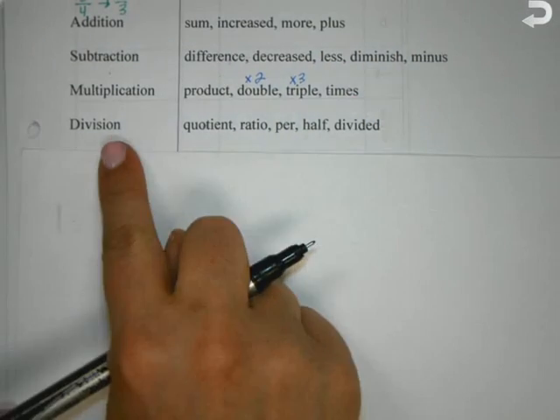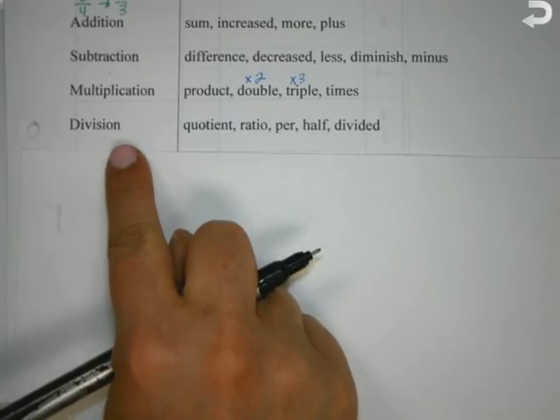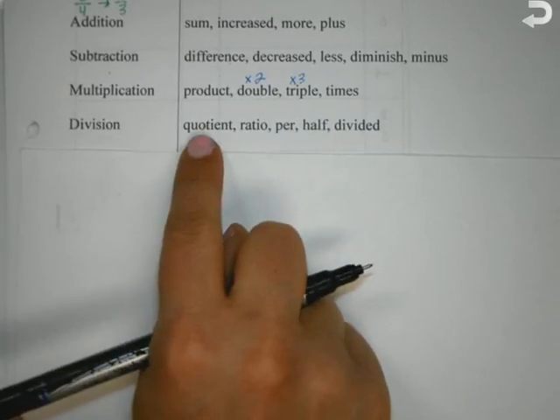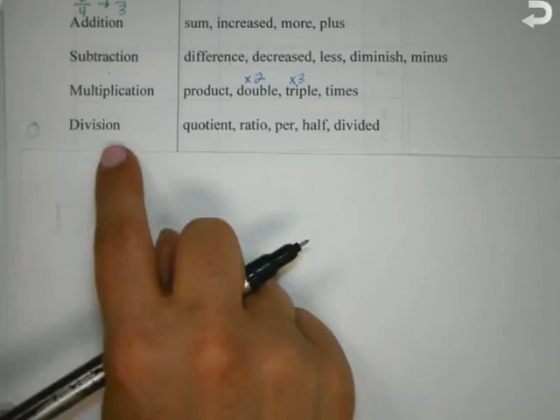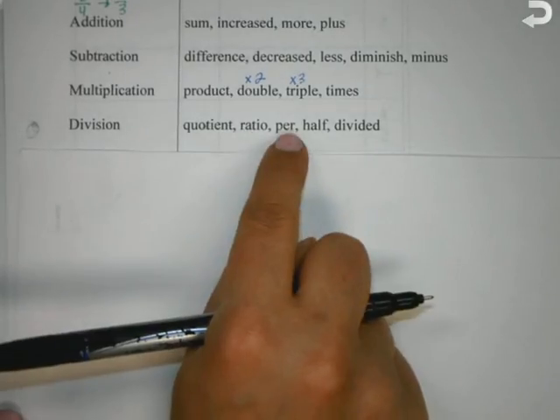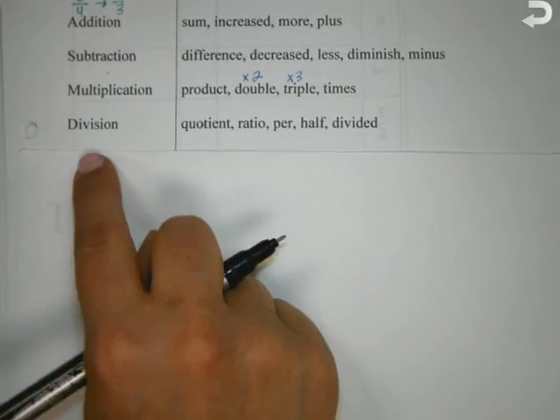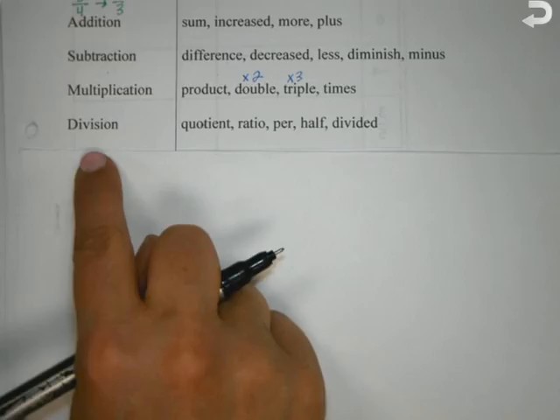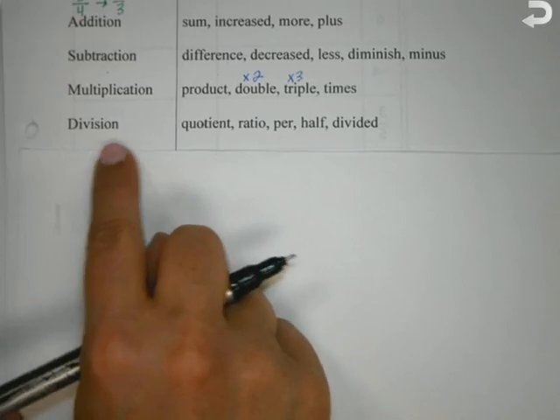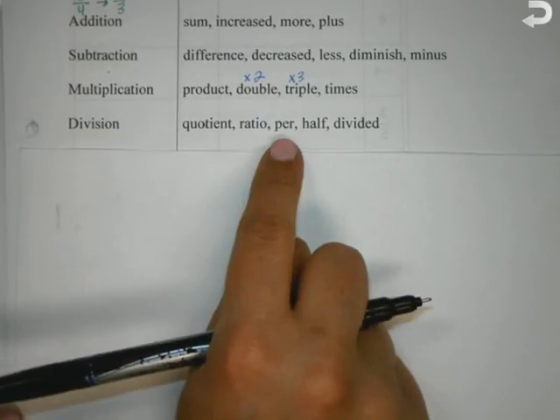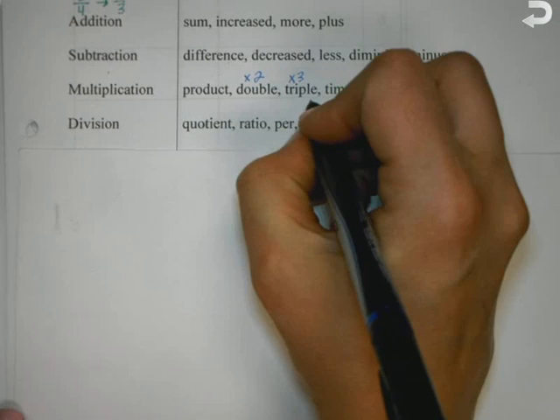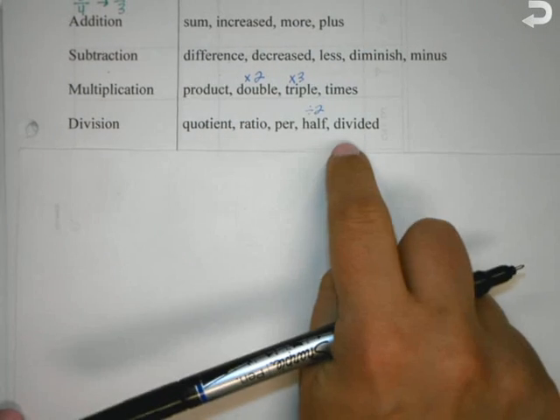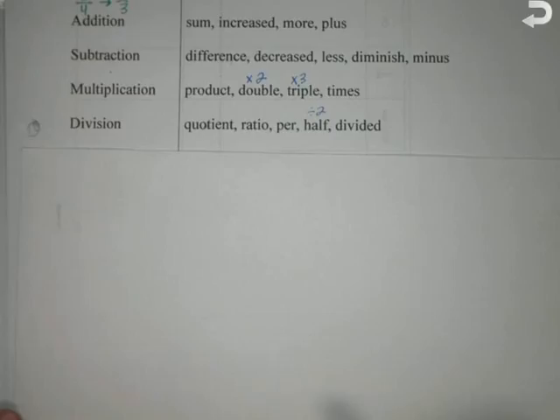Division is the hardest one to recognize. Quotient. Ratio. A ratio is the same as division. When you see the word per, it means division. So 3 cookies per person, that means every person gets 3 cookies. Half. Half is like doing what? Dividing by 2. And divided by. Okay, so all those words mean division.